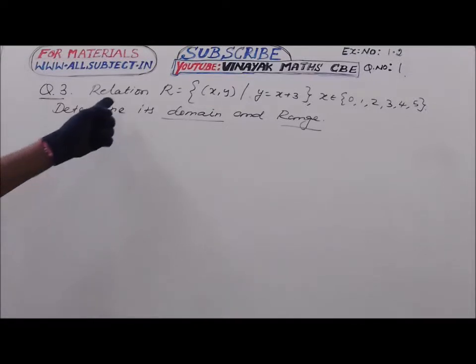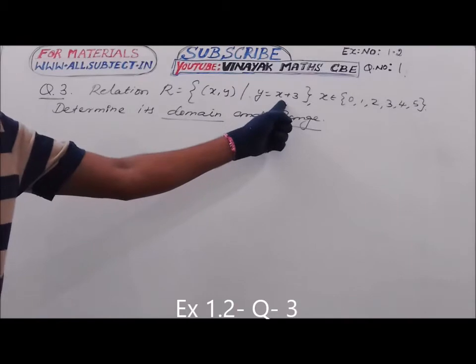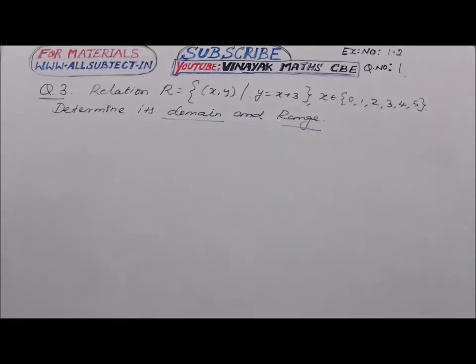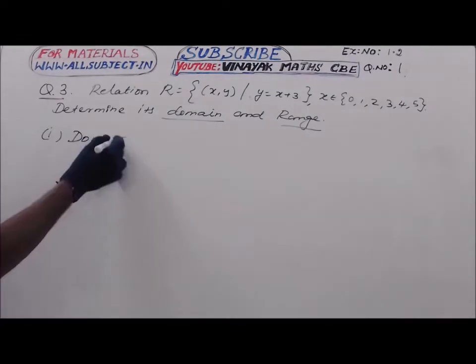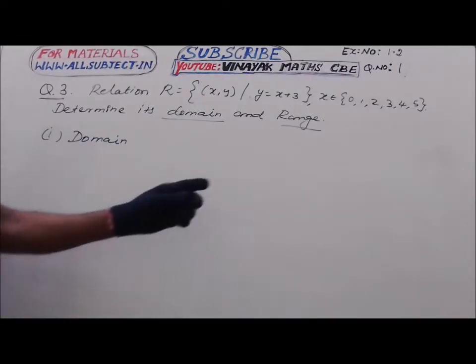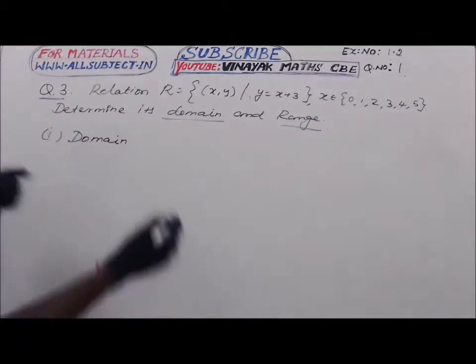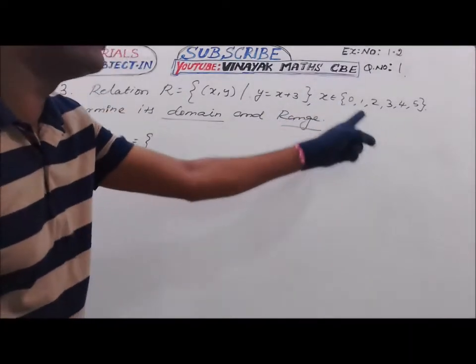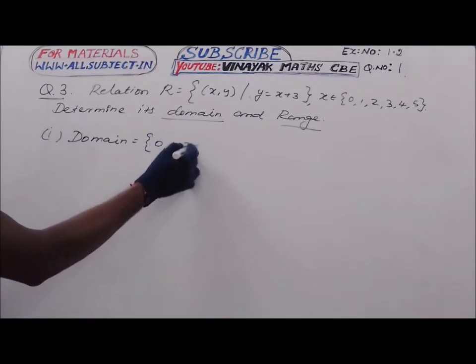Question number 3. Relation R equals {(x, y) such that y = x + 3}, where x takes the values 0, 1, 2, 3, 4, 5. Determine its domain and range. Domain is the values which are taken by x, that is x belongs to the elements 0 to 5. These are all included in the domain. So the domain is 0, 1, 2, 3, 4, 5.